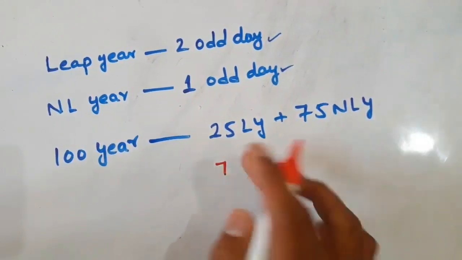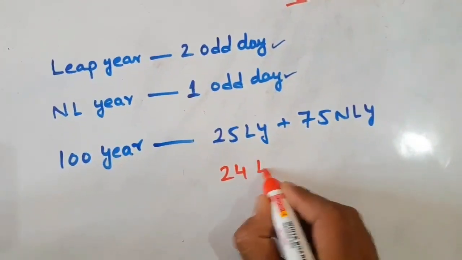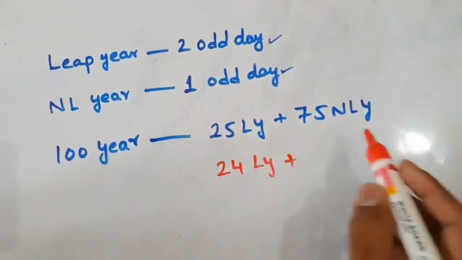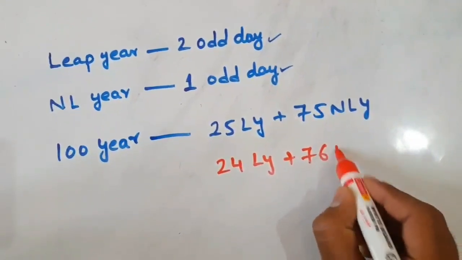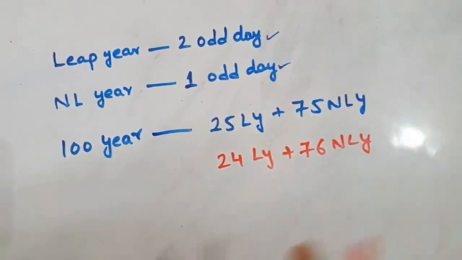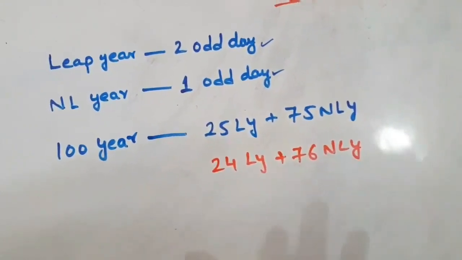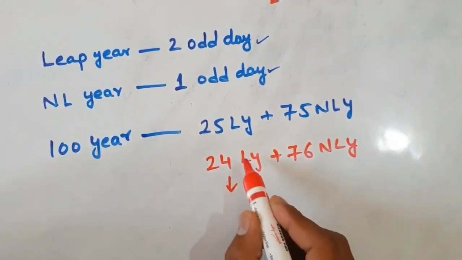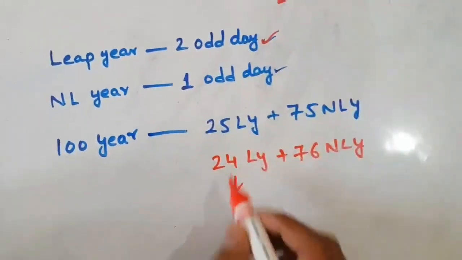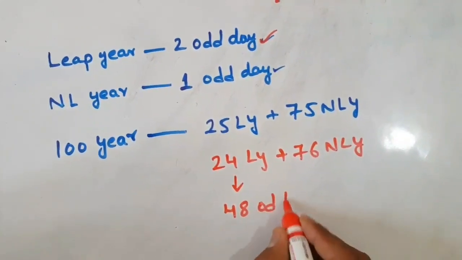So 24 leap years, and the 100th year is not a leap year, so I have to add 1 year here. So 76 non-leap years. Out of 100 years, there will be 24 leap years and 76 non-leap years. In 24 leap years, 1 leap year has 2 odd days. So 24 leap years means 48 odd days.